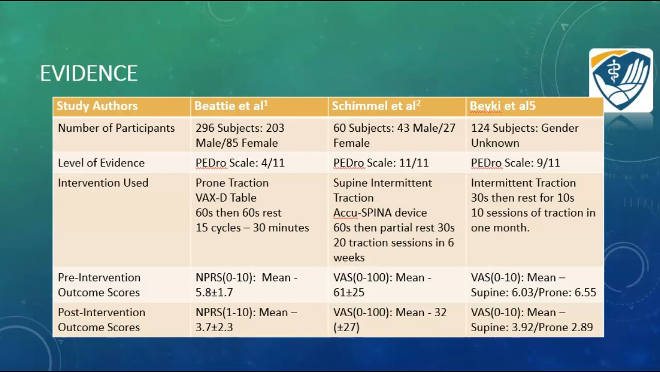So you can see the outcome measures here. From Beatty et al., the NPRS score decreased from 5.8 to 3.7. Schemmel et al. showed a decrease on a VAS scale from 0 to 100, from 61 to 32, and then Bakai et al., on a 10-point VAS scale, 6.03 to 3.92, and then 6.55 to 2.89.